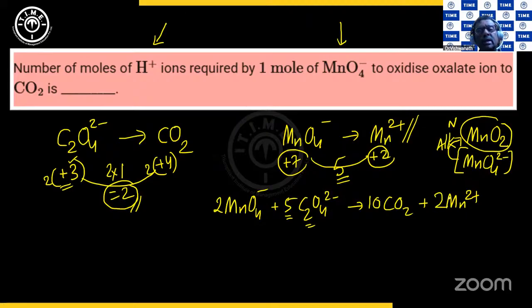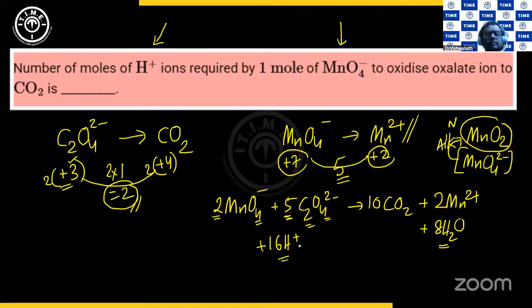Now atoms other than oxygen and hydrogen are balanced. Now look at oxygen. How many oxygens are there on the left hand side? 2 into 4 is 8. 8 plus 20 is 28. And this side only 20 is there. So I'll put 8 H2O. Is that clear? Look at this. This 2 into this 4 is 8. And this 5 into this 4 is 20. So 20 plus 8 is 28. And this is only 20. So I put 8 H2O. By putting 8 H2O, I brought 16 hydrogens. I'll simply put this as 16 H plus. And this is an acidic medium, so I can leave it like that.